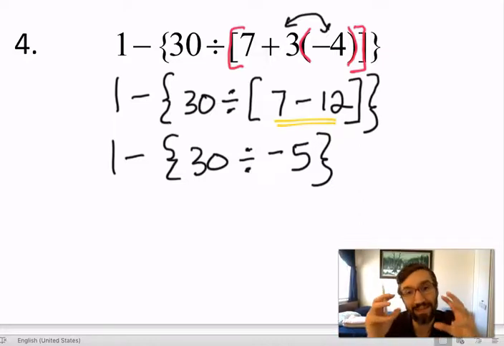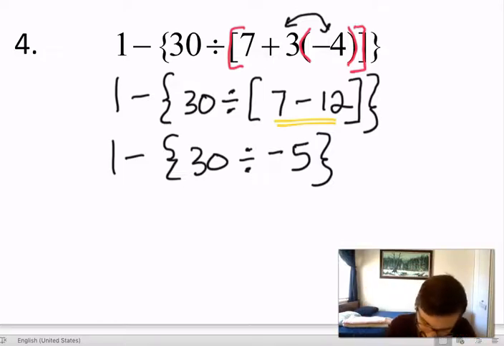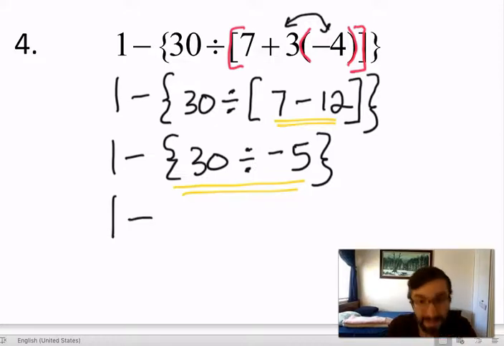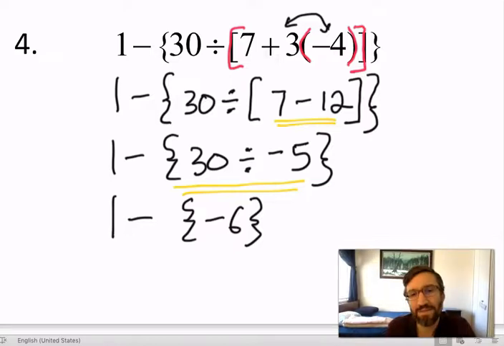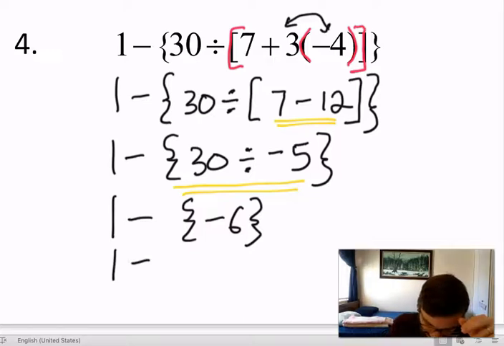Again, working on the inside, the grouping symbols that we have left are the braces. So this stuff is what we're going to do next. So we have 1 minus 30 divided by -5, that's -6. Now I put the braces there just to remind me that I have a minus and a negative. You very well could just write it like this, and that's fine.